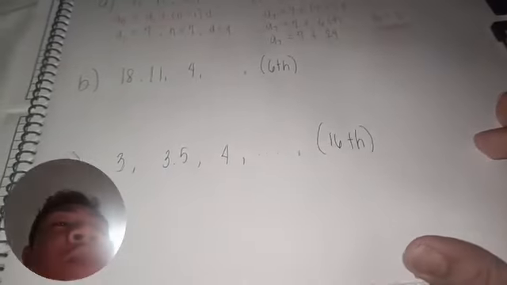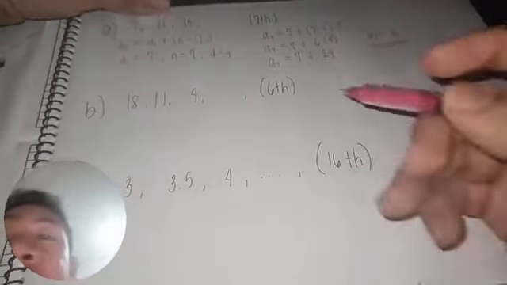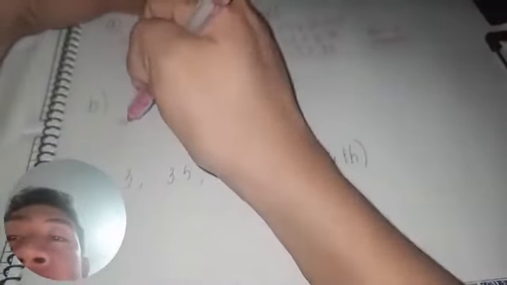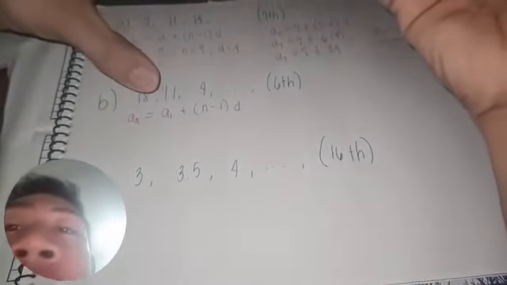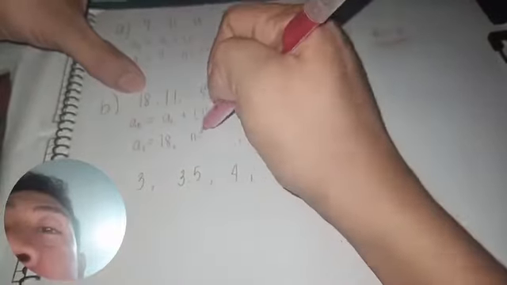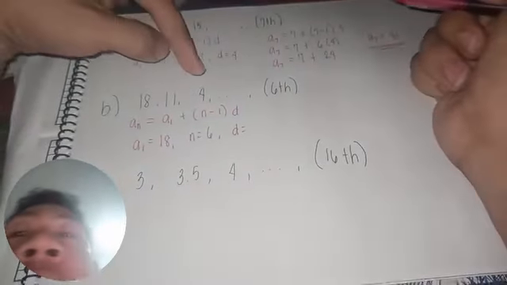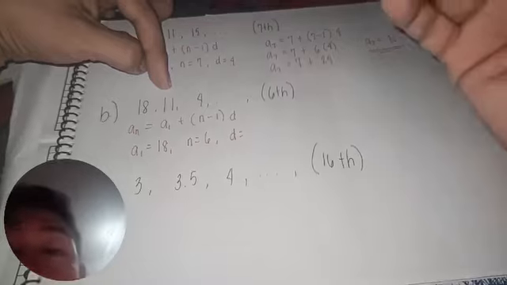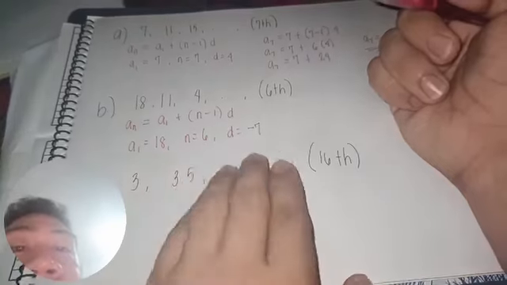Now, we will proceed to the letter B problem. 18, 11, 4. We need to know the sixth term. Again, our formula is a sub n is equal to a sub 1 plus n minus 1 times the common difference. We need to know the variables here. What is our a sub 1? 18. That is the first term. Our n is the sixth term, and our difference is 4 minus 11, which is negative 7. 11 minus 18 is negative 7. Thus, the common difference is negative 7.